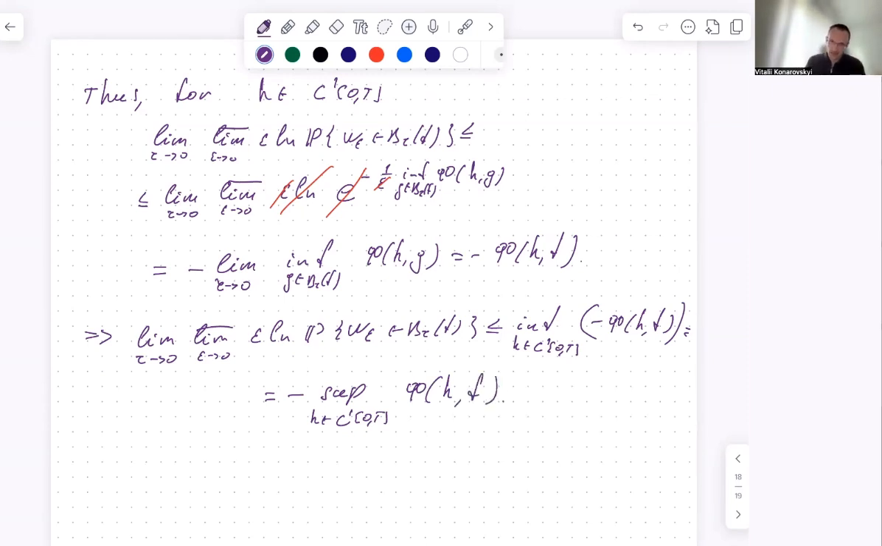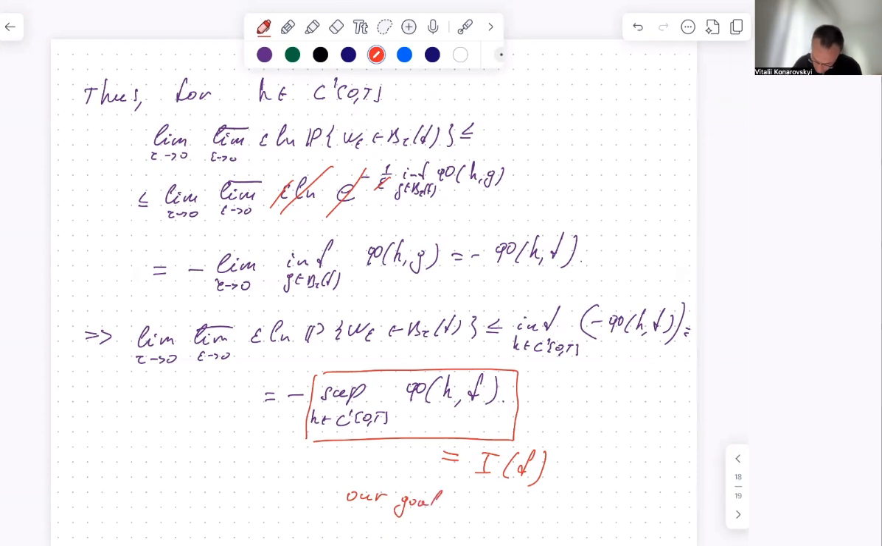And next time, our goal will be to show that this supremum here is equal to exactly the rate function I of f. It is our goal. For instance, you know that if the function h is the first derivative of f, and f is 2 times continuously differentiable, then we showed that this f is exactly the rate function.